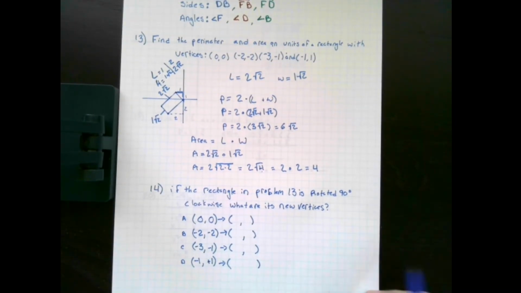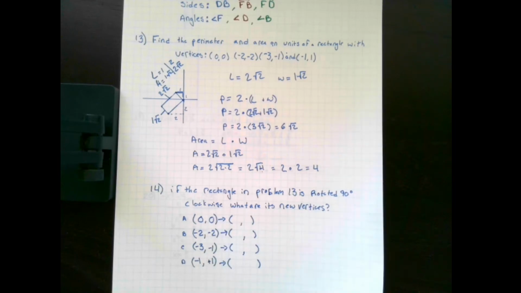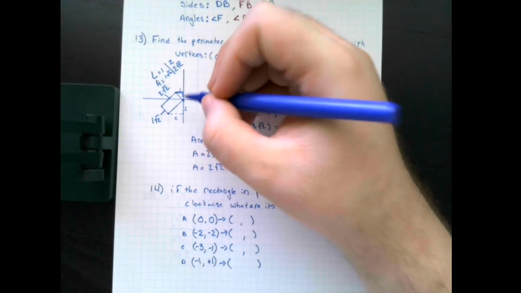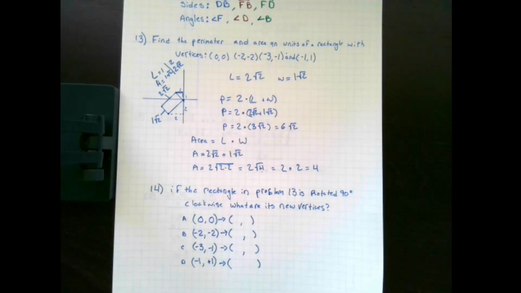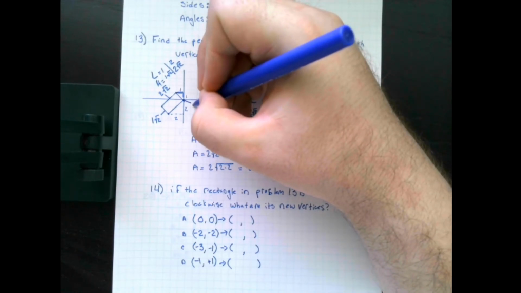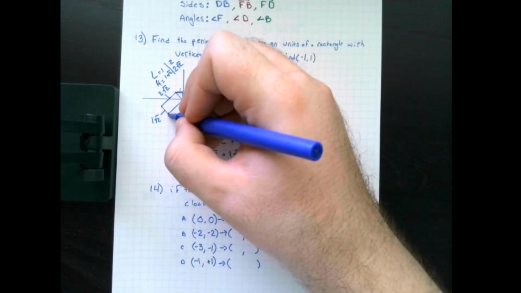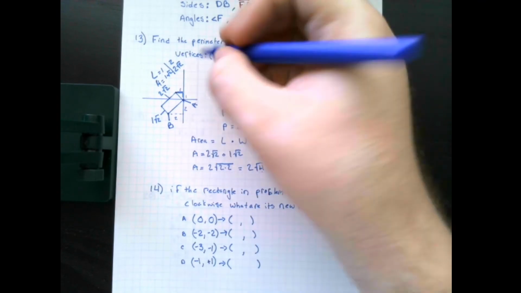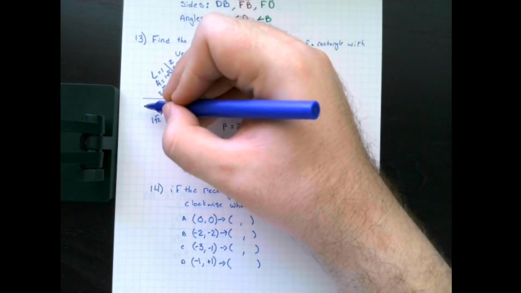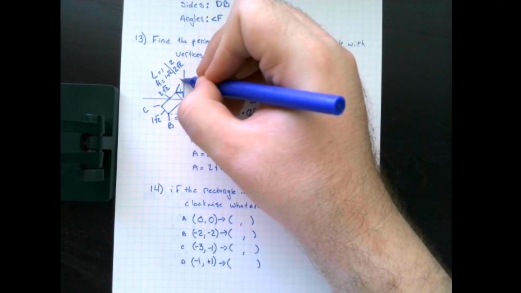Question 14 is an interesting one. It says that if the rectangle in problem 13 is rotated 90 degrees clockwise, what are its new vertices? So I've gone ahead and written out (0, 0), (-2, -2), (-3, -1), and (-1, 1). Now, I'm going to label these A, B, C, D. This is A, the (0, 0). This is B. This is C. And this is D.